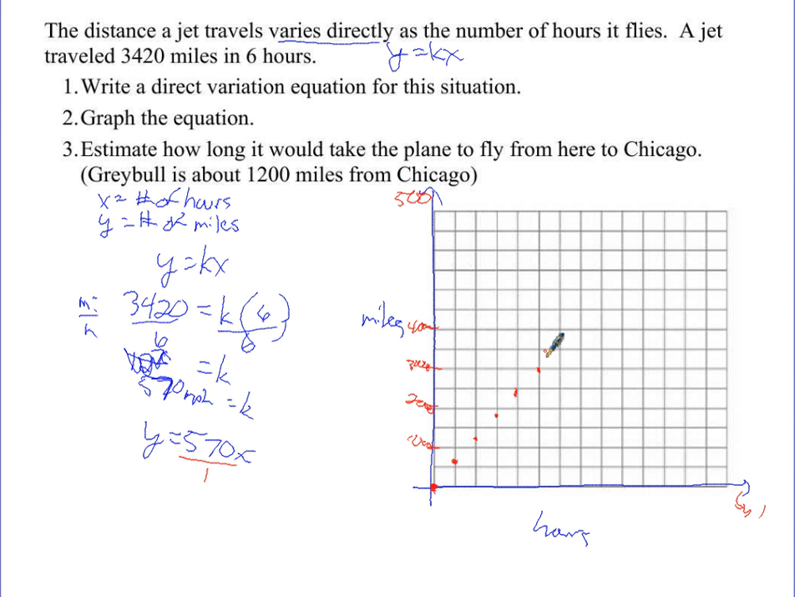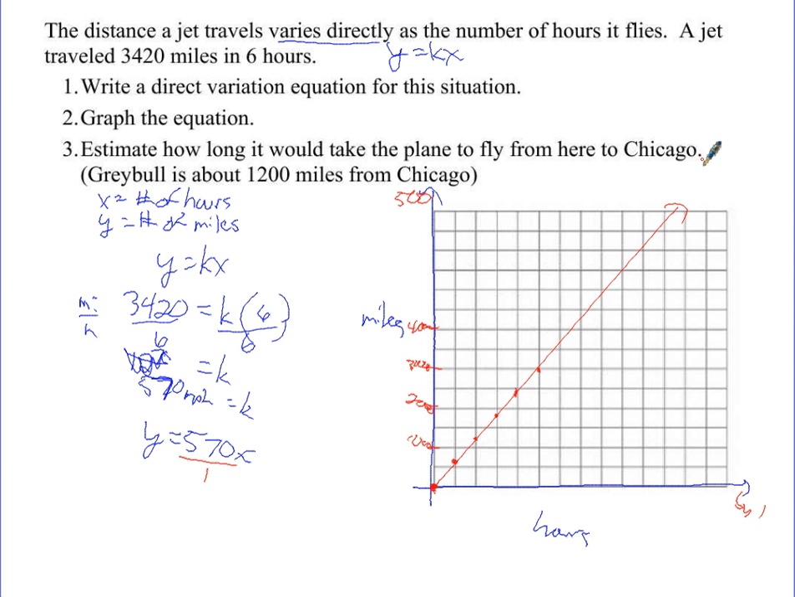Got a bunch of dots on there. Can I draw a line? All right, so let's draw that line. It goes through the origin. That plane could keep flying if it never ran out of fuel, so we're putting an arrow at the one end, but not on the other. So there's your graph.